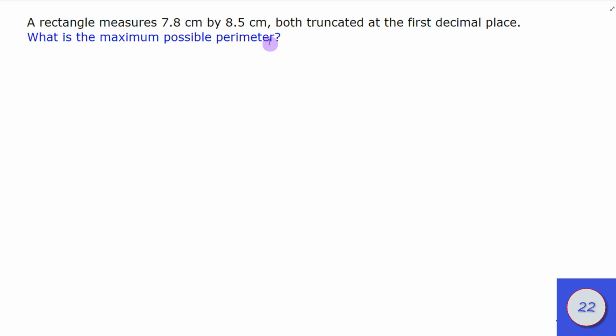7.8 by 8.5, and it's truncated. So basically that 7.8 could go all the way up to 7.9. And you've got 7.8999, whatever those digits would get truncated to 7.8. So we would put our boundary value as 7.9. And for 8.5, our boundary value would be 8.6, because everything below that would be truncated.